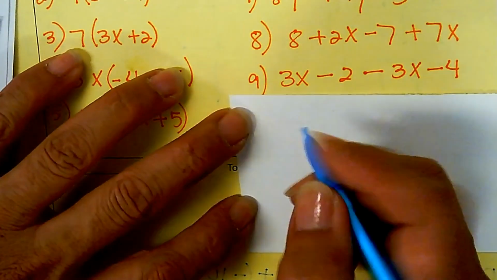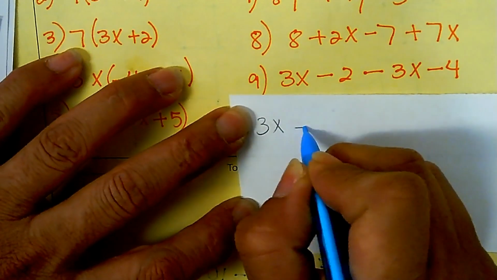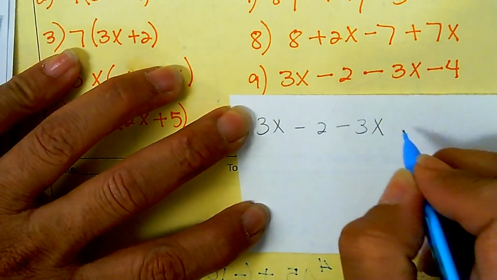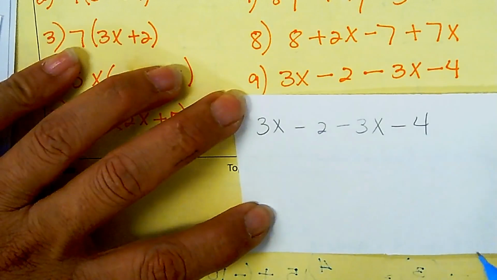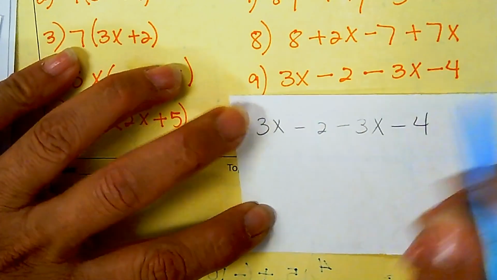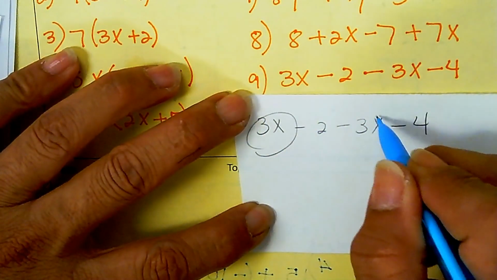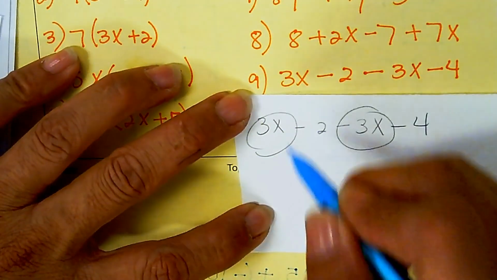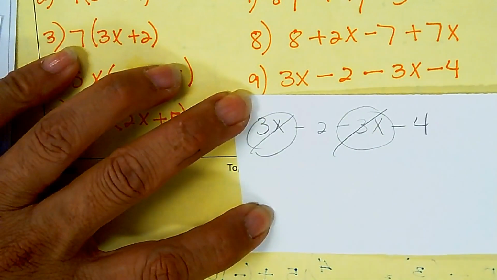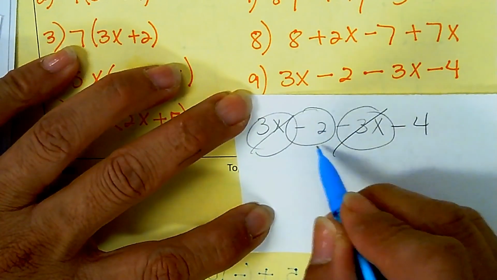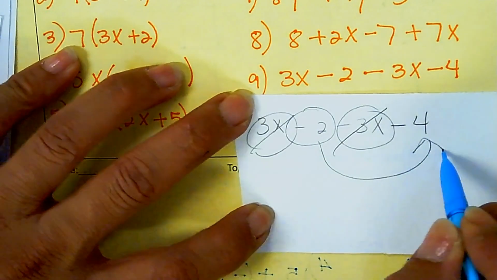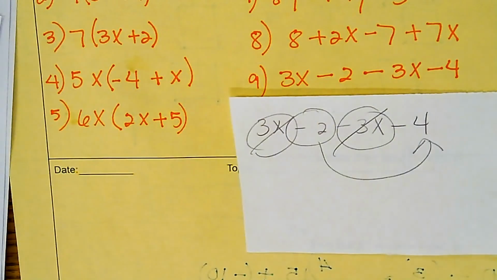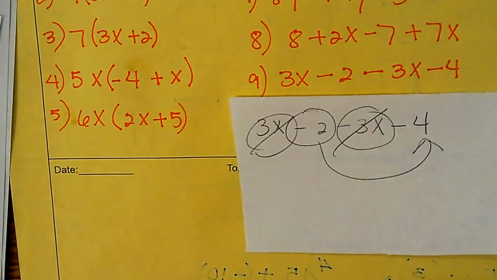We have 3x minus 2 minus 3x and then minus 4. Which are our like terms? We have the 3x and the negative 3x. What happens to those two? They cancel out, correct. So now we have like terms, negative 2 and our negative 4. You add them up and we have negative 6. Any questions about that one? I know it's a little bit different.